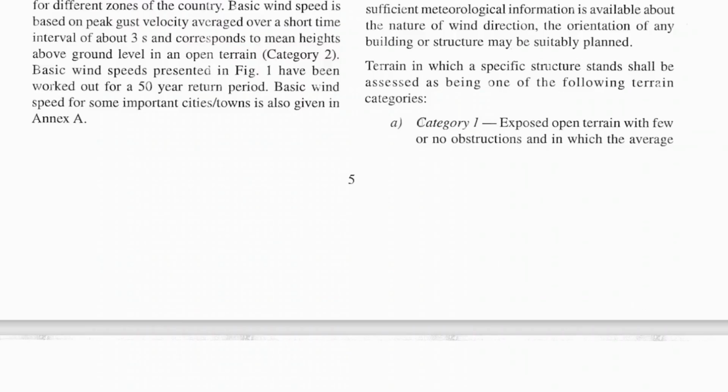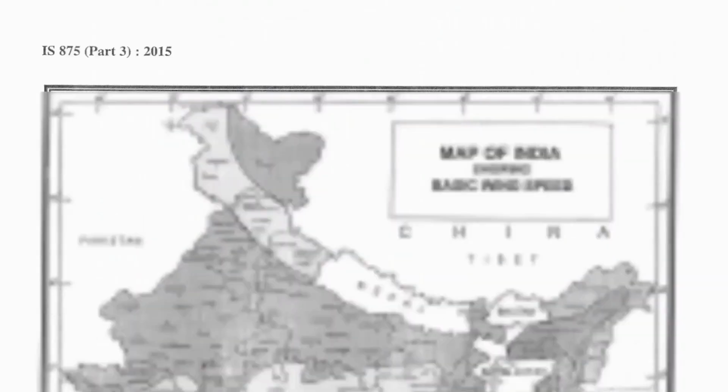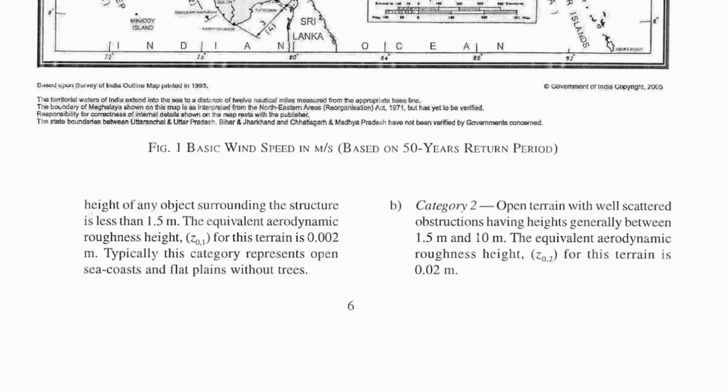Terrain category 1 is defined as exposed open terrain with few or no obstructions, in which the average height of any object surrounding the structure is less than 1.5 meters. Terrain category 2 is defined as open terrain with well scattered obstructions having height generally between 1.5 meters to 10 meters.